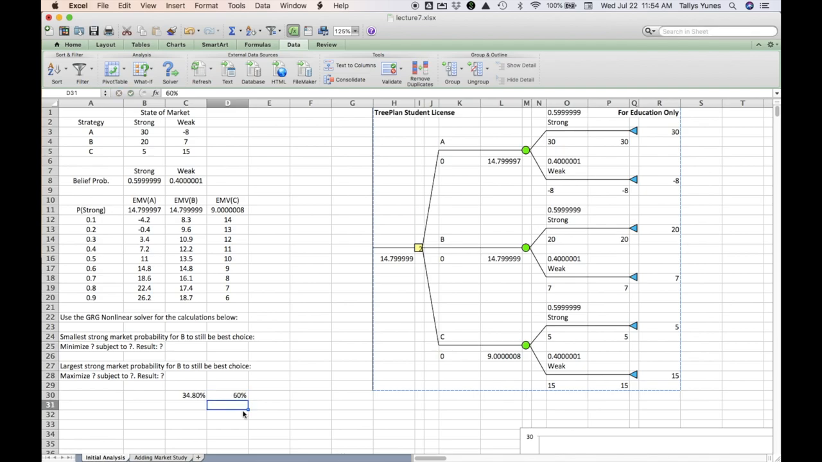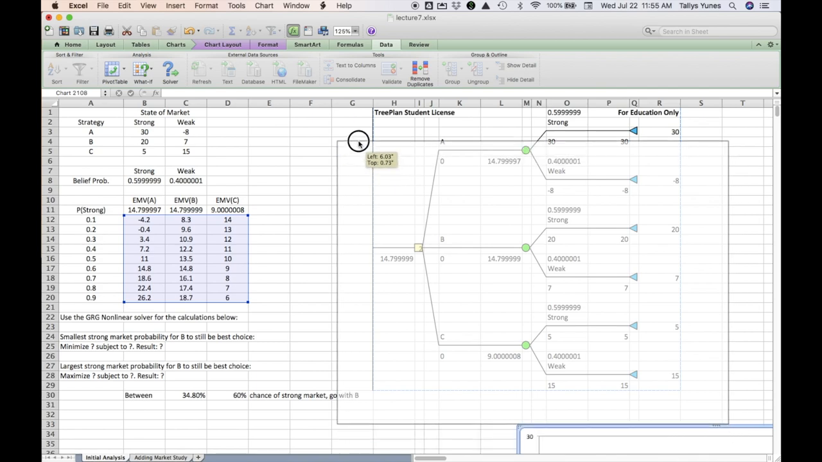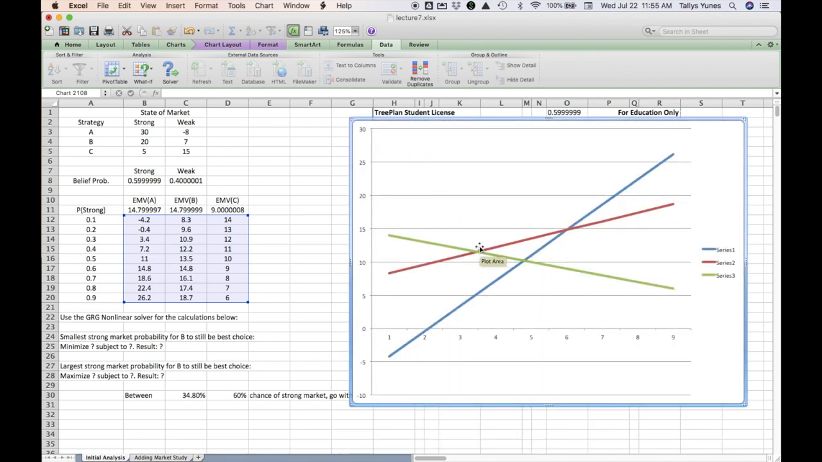60%. So what can I say here? So I can say the following. Between 34.8% and 60% chance of strong market, go with B, right? That's what this is telling me. And basically, I found what those breakpoints are. This lowest point is 34, almost basically 35. Let's round it, 35% chance. And this top number is 60.